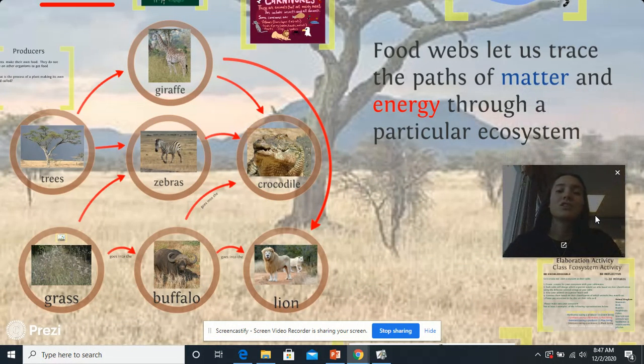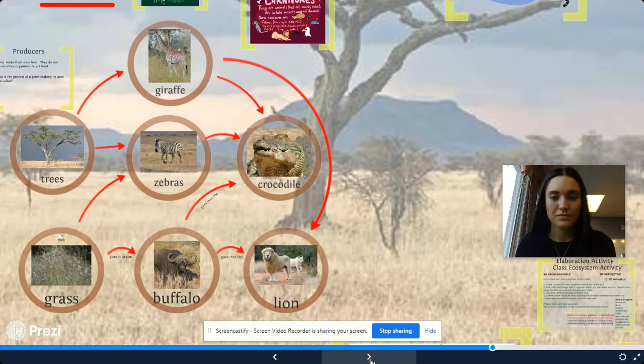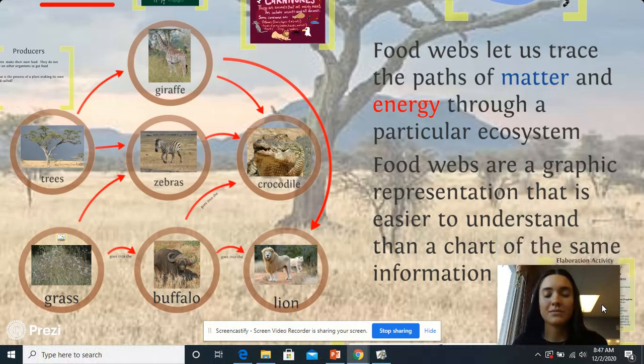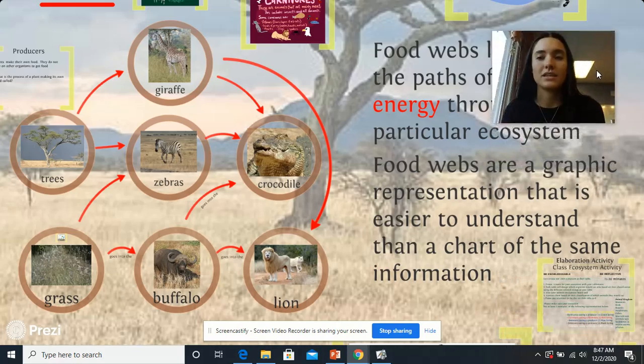Food webs let us trace the paths of matter and energy through a particular ecosystem. So you can see we started with a food chain, but when we start adding other things to the food chain and have overlapping food chains, that's when we have a food web. Food webs are a graphic representation that is easier to understand than a chart of the same information.